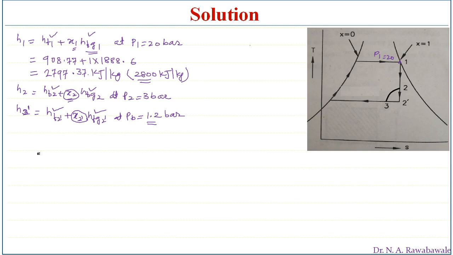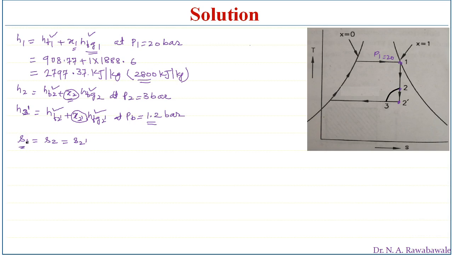So for that, we must see this process of expansion. So process of expansion 1, 2 and 2 dash is constant entropy process. So it is adiabatic process. Adiabatic process entropy remains same. The entropy at point 1 is equal to entropy at point 2 is equal to entropy at point 2 dash. So here we can write equation as S1 is equal to S2 is equal to S2 dash.